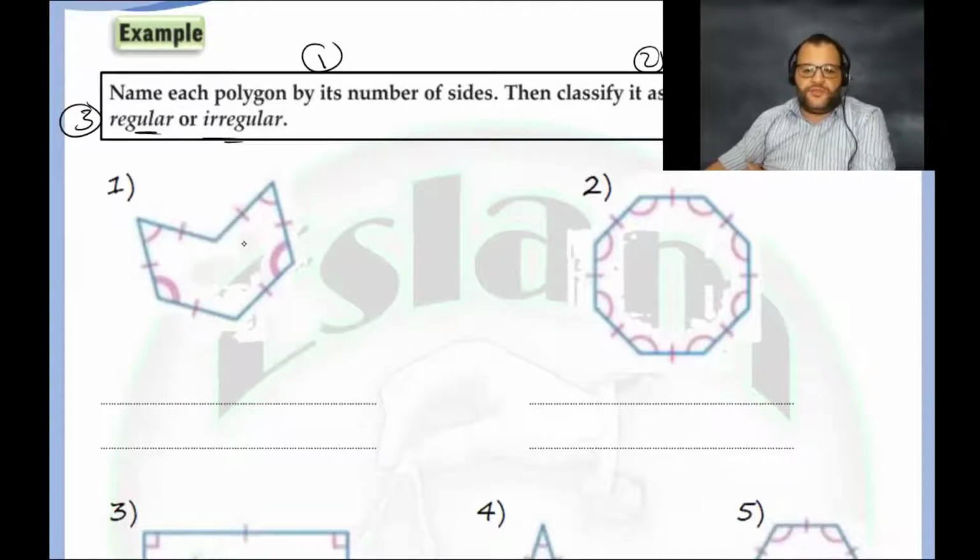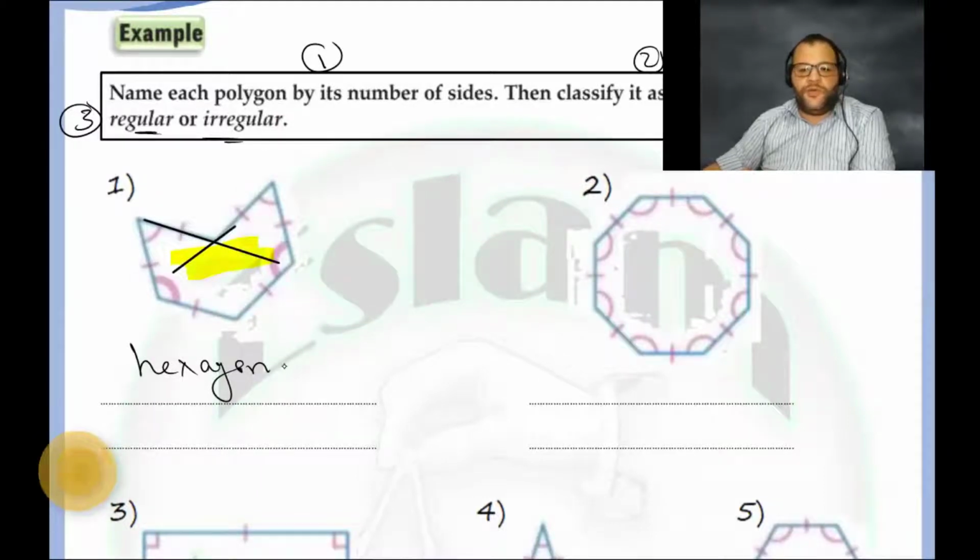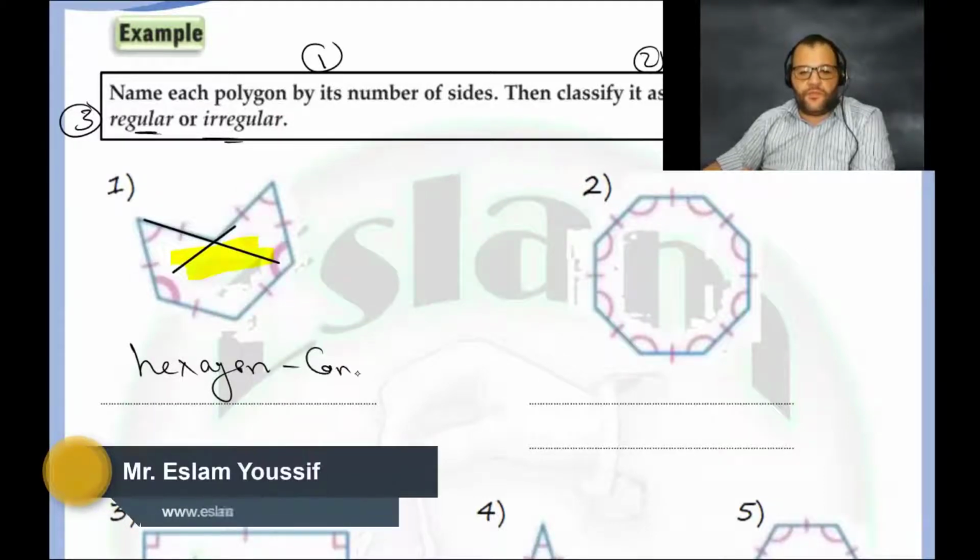What is the name of the shape? Hexagon. Is it convex or concave? Why concave? Concave, because if you extend the two sides, they will be in the interior part. So it will be concave. And it will be irregular.